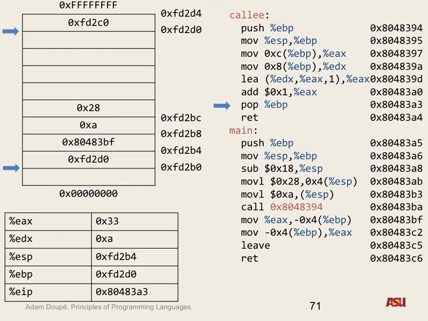So think about the base pointer. Now what does this return instruction do? It pops something off the stack and jumps to it. It pops something off the stack and just starts executing from it. Is there anything that states that this has to be exactly where we came from? No, there are no checks being done here.